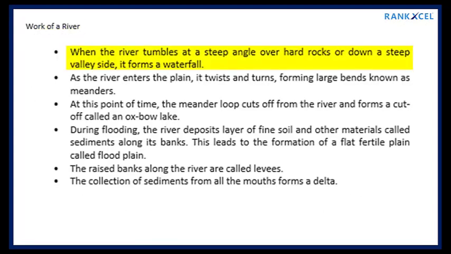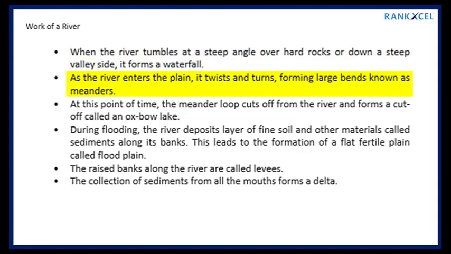Work of a river. When the river tumbles at a steep angle over hard rocks or down a steep valley side, it forms a waterfall. As the river enters the plain, it twists and turns, forming large bends known as meanders. At this point of time, the meander loop cuts off from the river and forms a cutoff called an oxbow lake. During flooding, the river deposits layers of fine soil and other materials called sediments along its banks. This leads to the formation of a flat fertile plain called a floodplain. The raised banks along the river are called levees. The collection of sediments from all the mouths forms a delta.